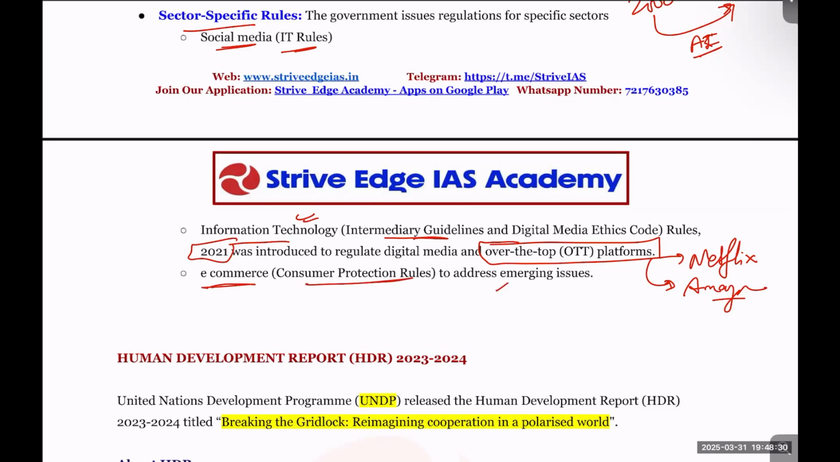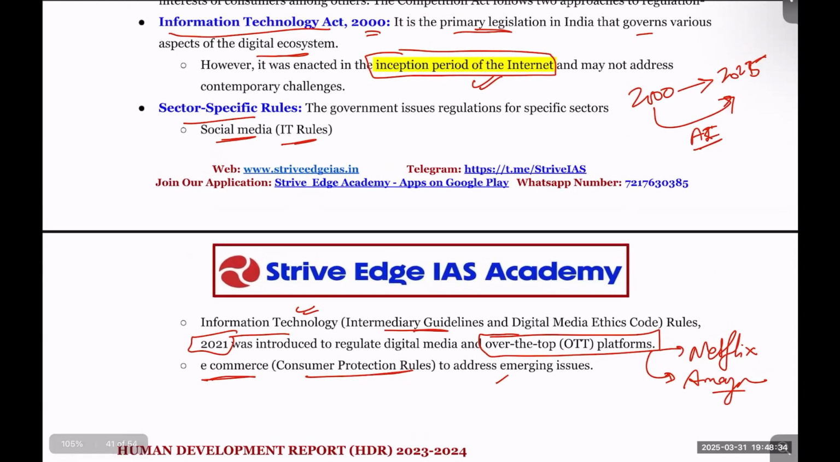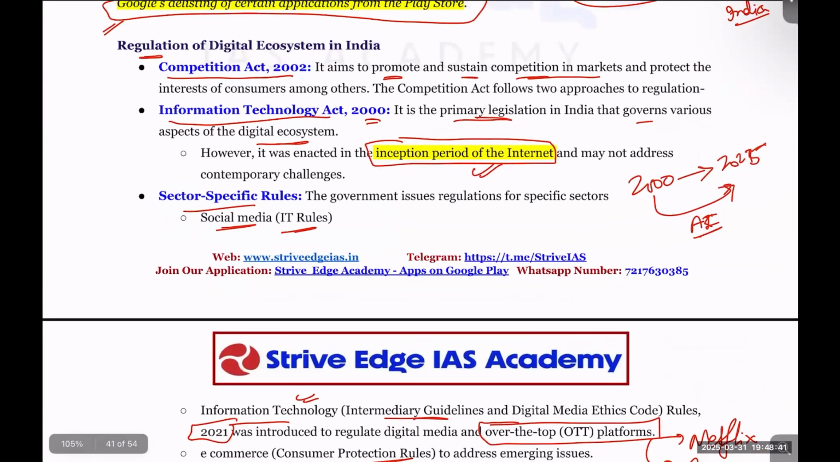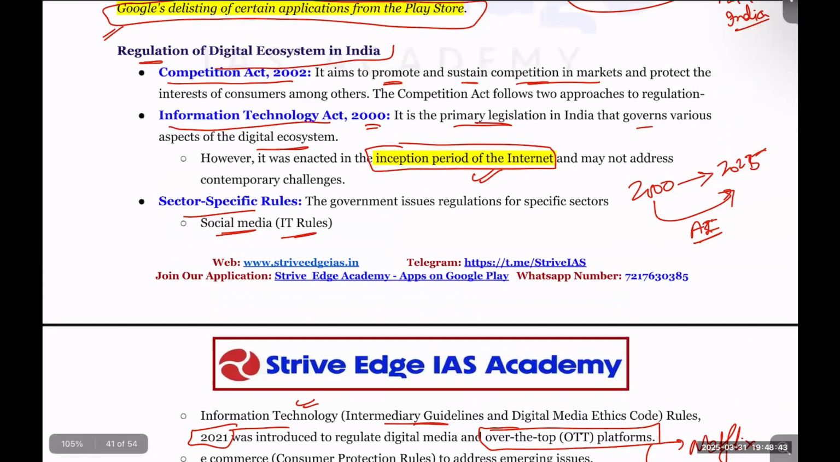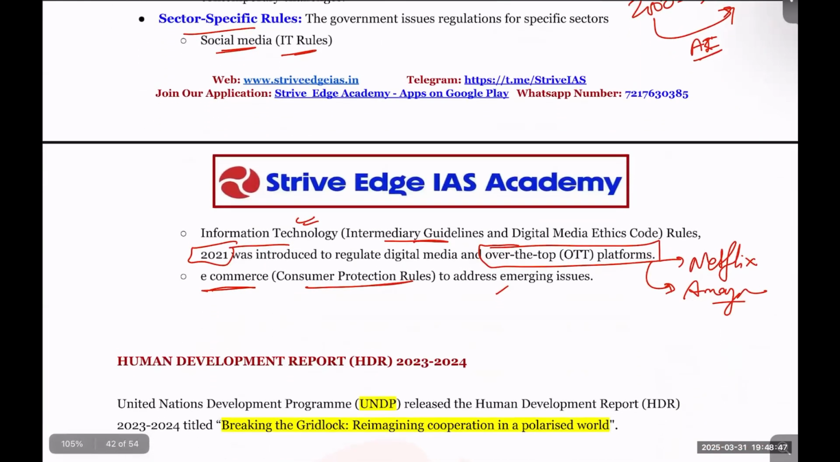So there are many regulations in order to promote competition in the global arena with respect to corporate culture. To regulate this, there are many regulations in India. So these are the regulations that you should remember for your prelims, right?